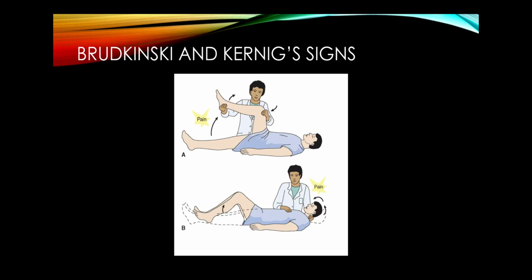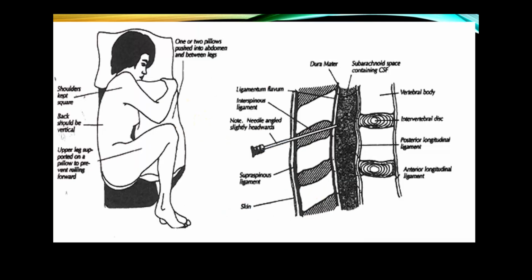And so these two tests, the Brudzinski and Kernig signs, they're not that sensitive and specific. They can be somewhat helpful if you're thinking you might be dealing with a subarachnoid hemorrhage or meningitis. But neuroimaging, doing a lumbar puncture, these are much more sensitive and specific tests for both of those conditions.